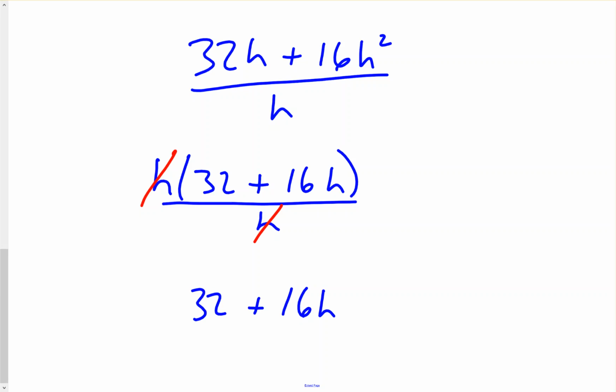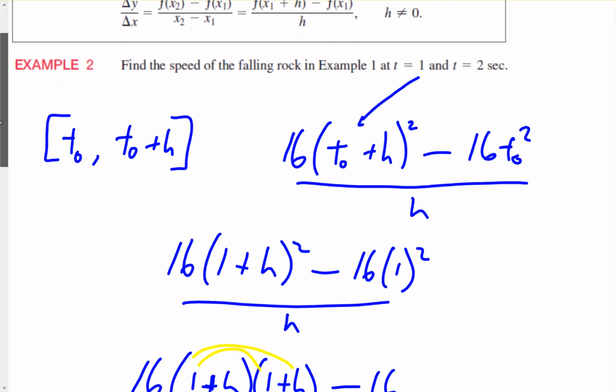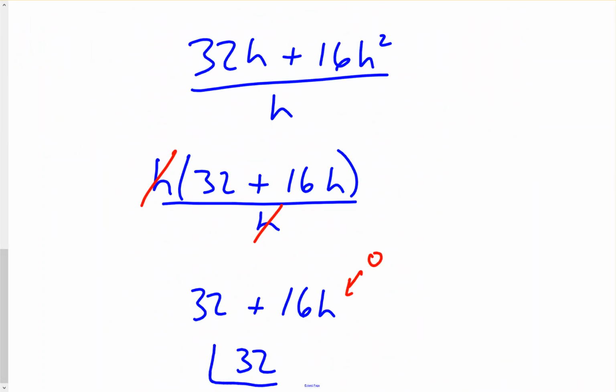So now remember, I mentioned earlier that we want to see what happens as h gets closer and closer to 0. So pretend you plugged in a 0 there for h. And notice what happens: you're left with 32. So this 32 will be the speed, 32 feet per second. This will be the speed of the falling rock at t equals 1.